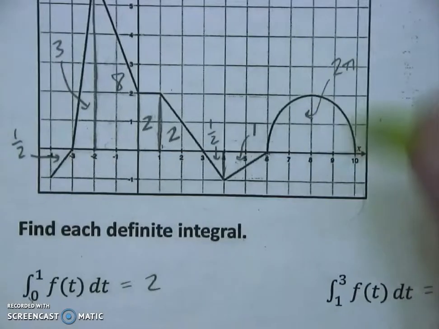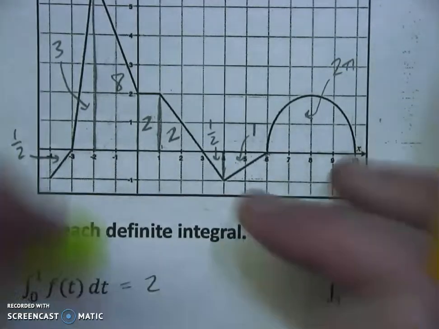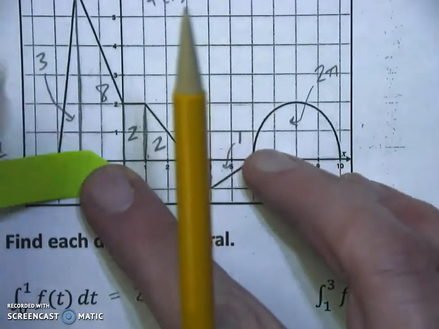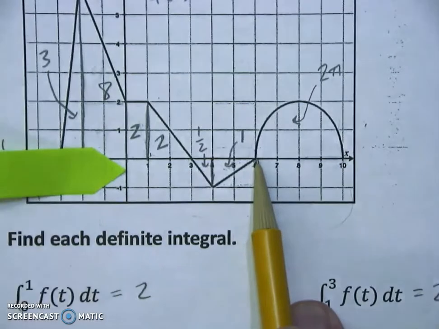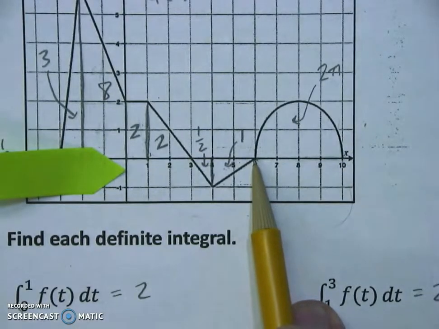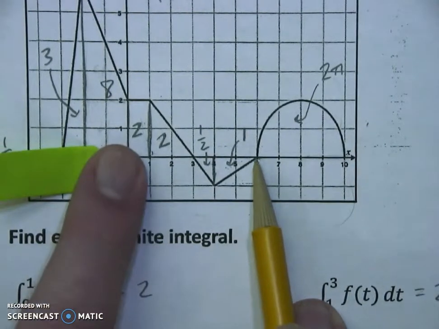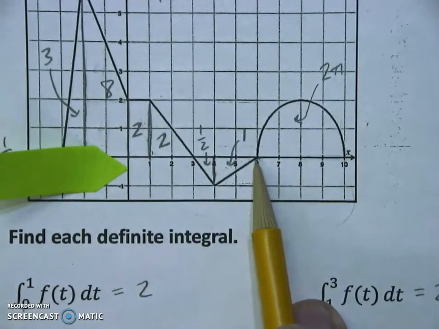So now we need the area starting at 0 and stopping at 6. Okay? So when we go from left to right, above the axis is positive, below it is negative. So I'm going to start adding up.